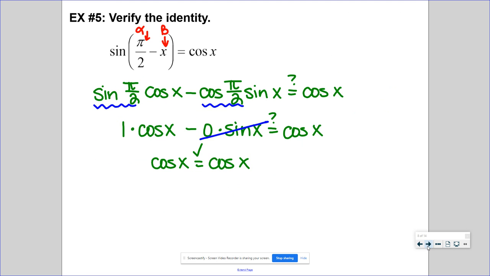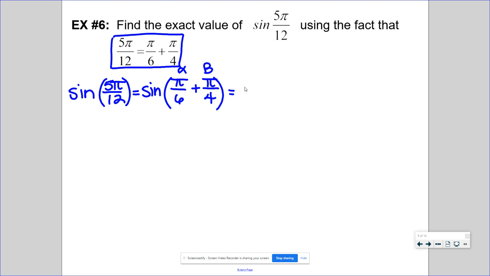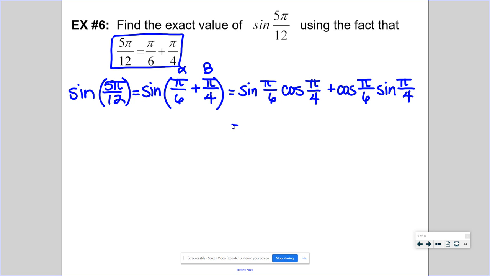But remember that your alpha and your beta values are already given. So this would be sine of pi by 6, sine of alpha, cos of beta, plus cos of alpha, sine of beta. And look, what you're doing is you're making a very big equation, but an equation that is equal to each other. So now we're going to solve.